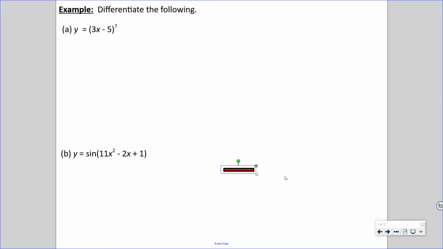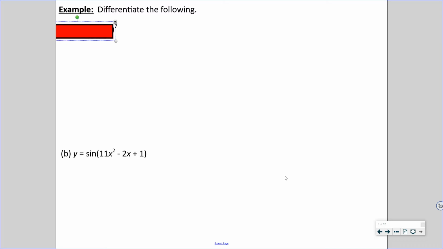So let's do those ones from our example. This rectangle's a little big for this problem, but sometimes I like to just block my inside function. So we just talked about this. Obviously, the 3x minus 5, I'm going to call that my inside function.